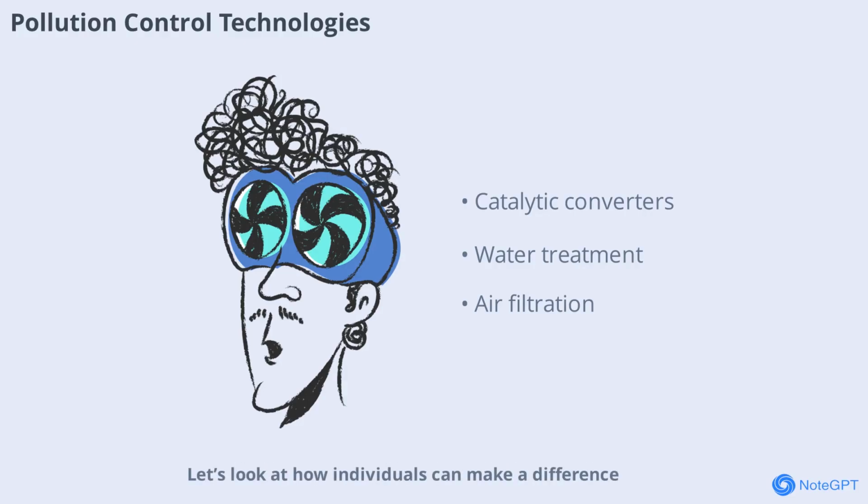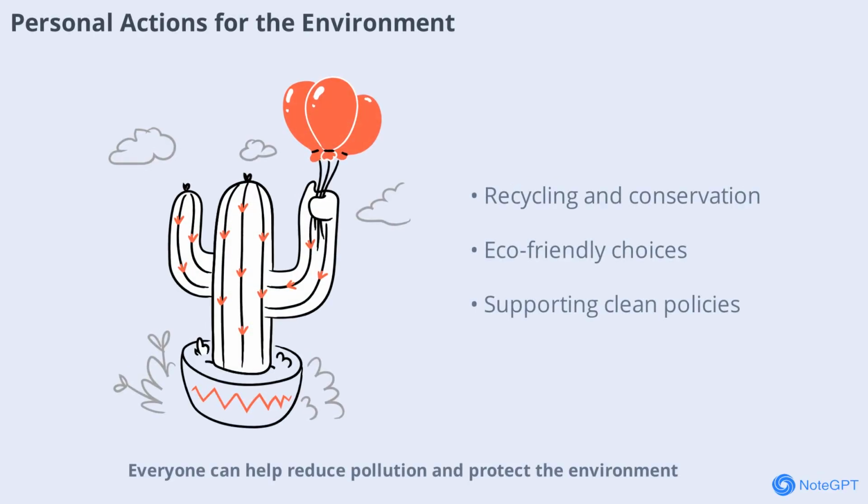Let's look at how individuals can make a difference. Everyone can help reduce pollution and protect the environment. Simple actions like recycling, conserving energy, using public transport, and choosing eco-friendly products make a difference. Supporting policies that promote clean energy and sustainable practices also helps. By understanding environmental chemistry, we become more aware of our impact and can make informed choices.